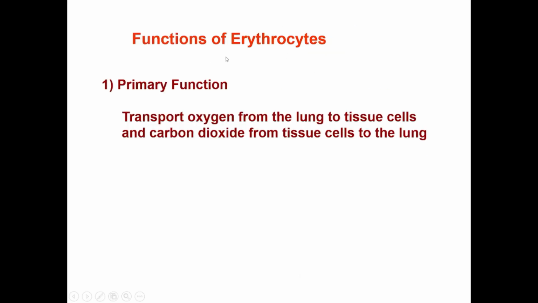Now, if we discuss the functions of RBC, the main function I have discussed in their biology. The main function of the RBC is to transport oxygen from the lungs to the tissue cells and carbon dioxide from the tissue cells to the lungs. Secondly, the RBC contains hemoglobin, which acts as an excellent blood buffer. That is, it retards the alteration in the pH of the blood.